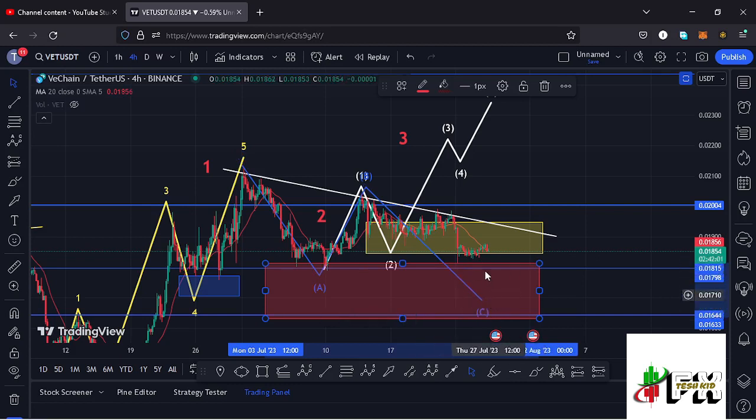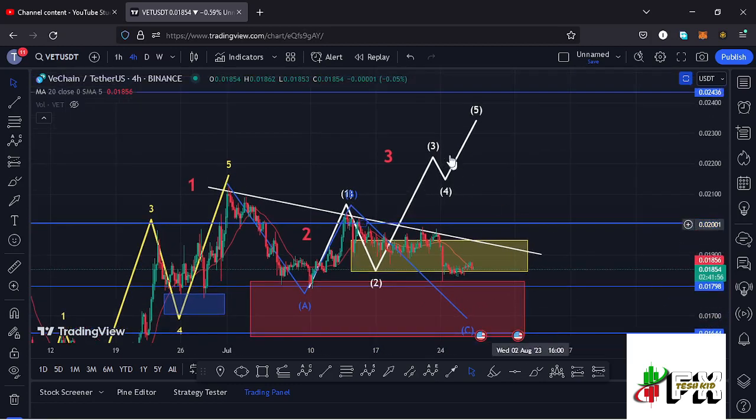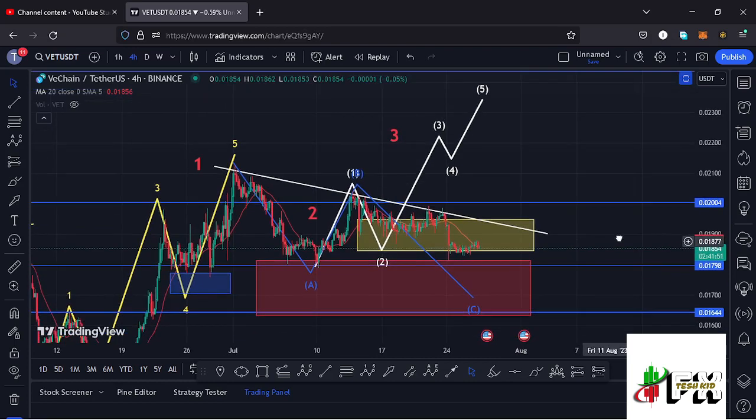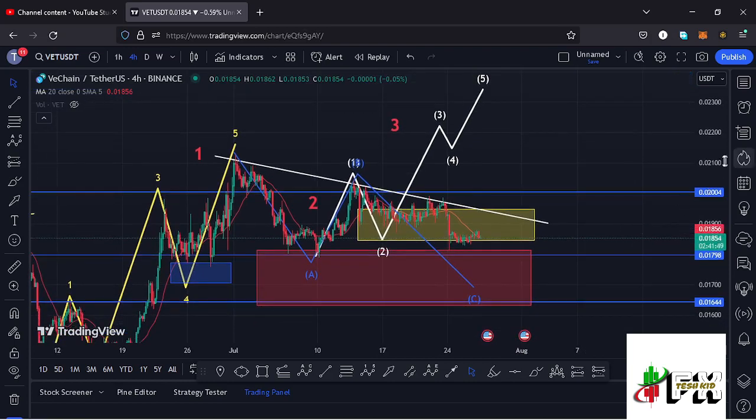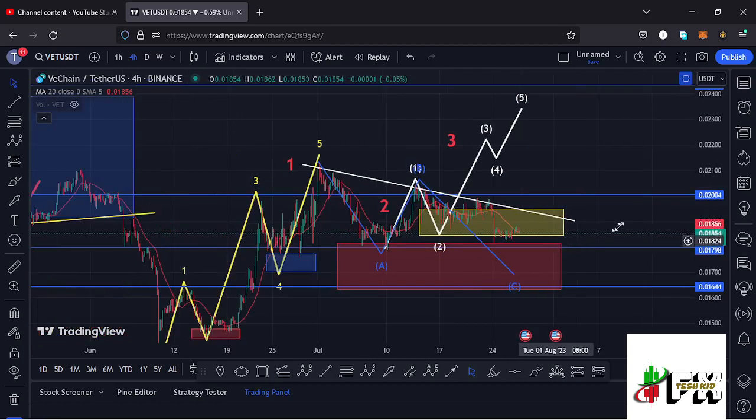And then from that point we can expect a reaction of this target area and start gearing up impulsively in the formation of this wave 3. So those are the two possible scenarios that I have in mind here on the Vechain chart.